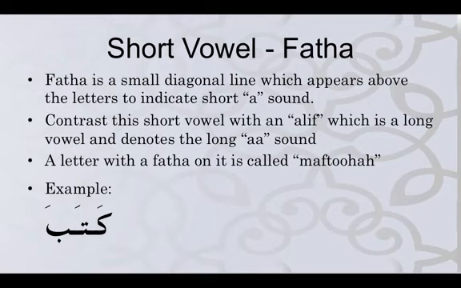Okay, on the instructional today. Today, the first short vowel we're going to talk about is the vowel called the Fatha. It is a diagonal mark or diagonal line that appears above letters to indicate a short a sound. We have to contrast this short vowel with the long vowel alif, and that long vowel alif denotes the double a sound, or the long a sound.